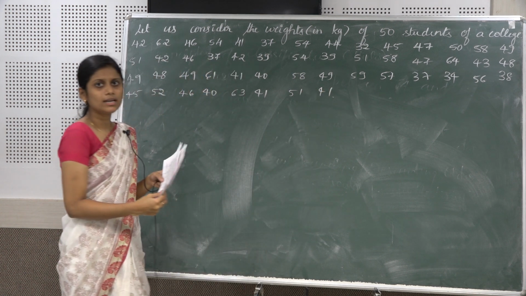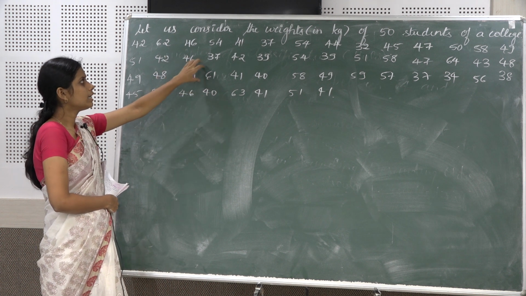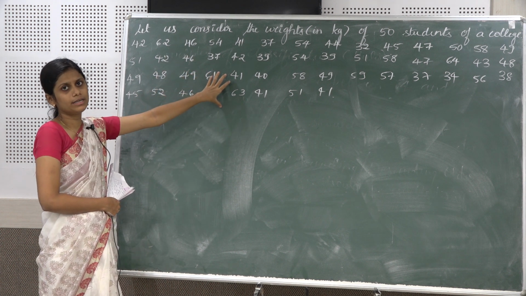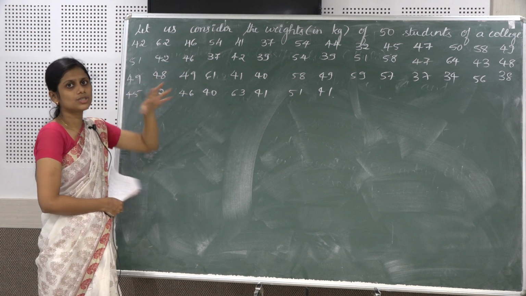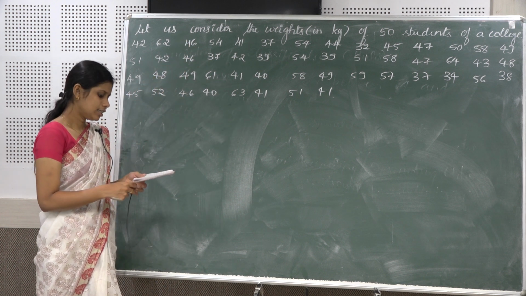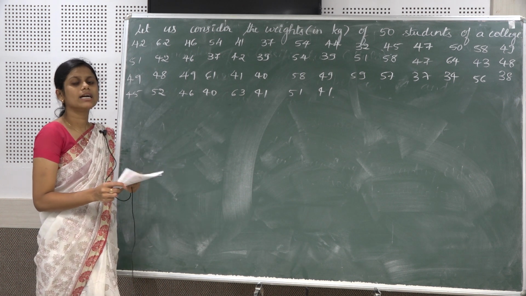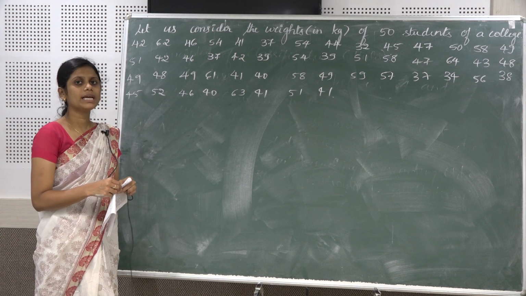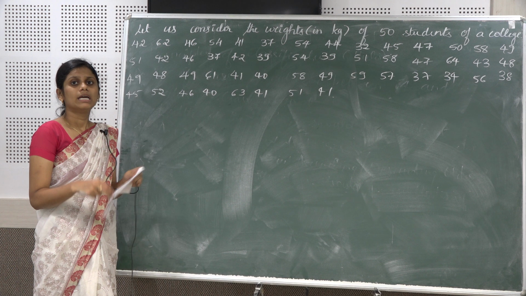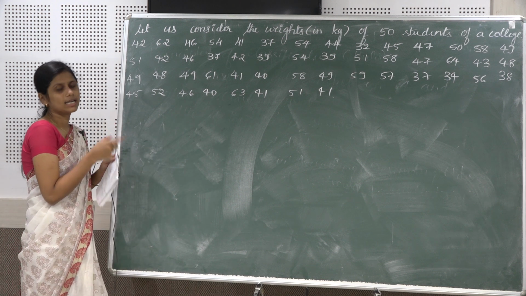See, all these are the weights of 50 students of a college. The weights are given here in kg, and we are asked to construct a continuous frequency distribution for this. So first of all, for constructing it, you should know how many classes you have to frame, and what is the size of each class.